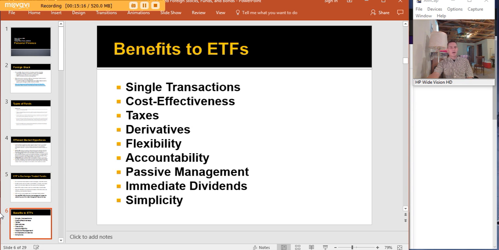Some other benefits to ETFs. Single transactions. There's not multiple transactions that go into purchasing ETFs. They're cost effective. The fees are much cheaper. There often are some tax benefits to them. You can invest in virtually anything with an exchange-traded fund, including derivatives. There's a lot of flexibility, and there's accountability, especially on ETFs that are traded on our domestic exchanges, such as the New York Stock Exchange. They still have to follow the same rules as a mutual fund or any other publicly traded fund.